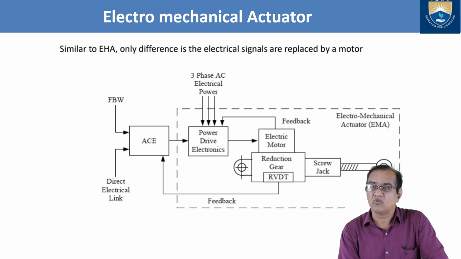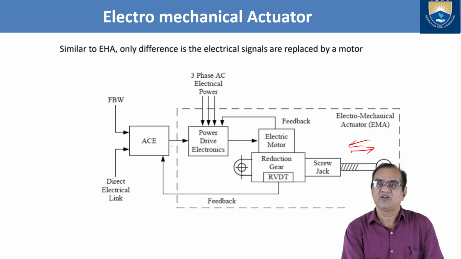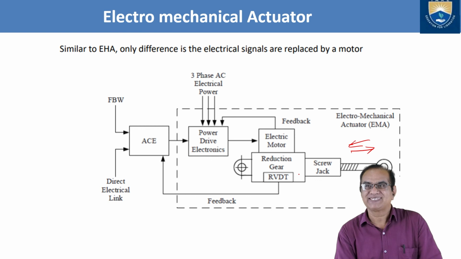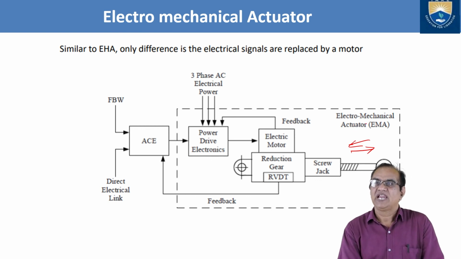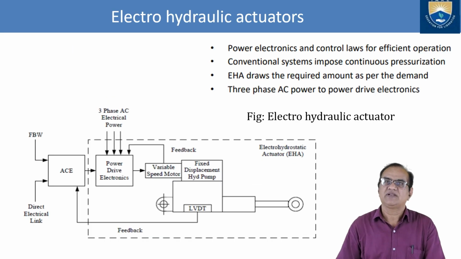This motor will move a screw jack, either in this direction or that direction, with the help of the reduction gear. The RVDT gives the rotation and feeds back to the ACE, the electronic control unit. From here the signal is again rectified and an appropriate signal is given to the electromechanical actuator. So this is the electromechanical actuator. In this way the systems are working.